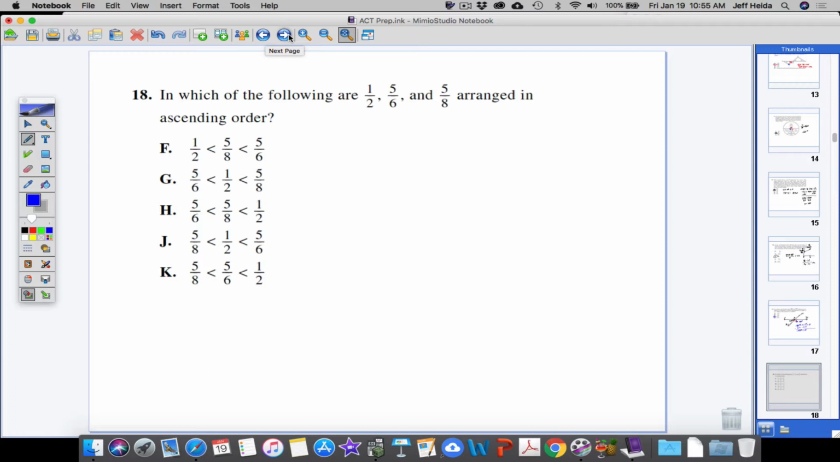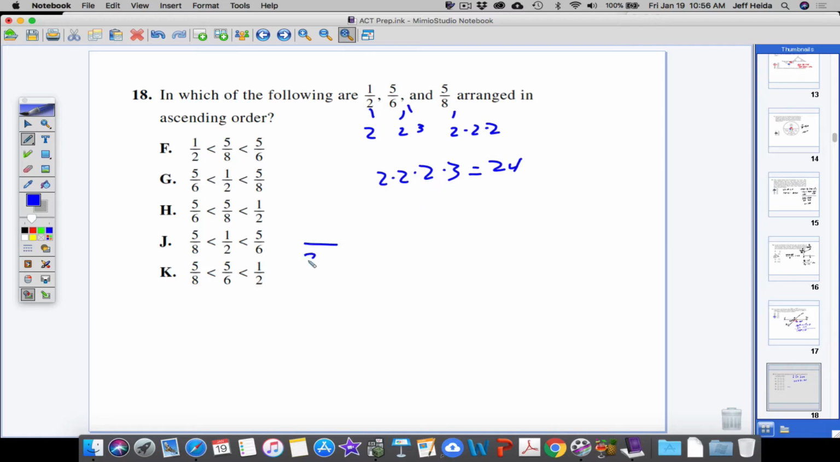Problem 18. In which of the following are 1/3, 5/6, and 5/8 arranged in ascending order, so smallest to largest? In order to do that, we have to get a common denominator. I'm just going to do a quick prime factorization. That's 2. That's 2 times 3. This is 2 times 2 times 2. So the prime factorization is going to be 2 times 2 times 2 times 3, which is 24. 2 times 2 is 4. Times 2 is 8. 8 times 3 is 24.